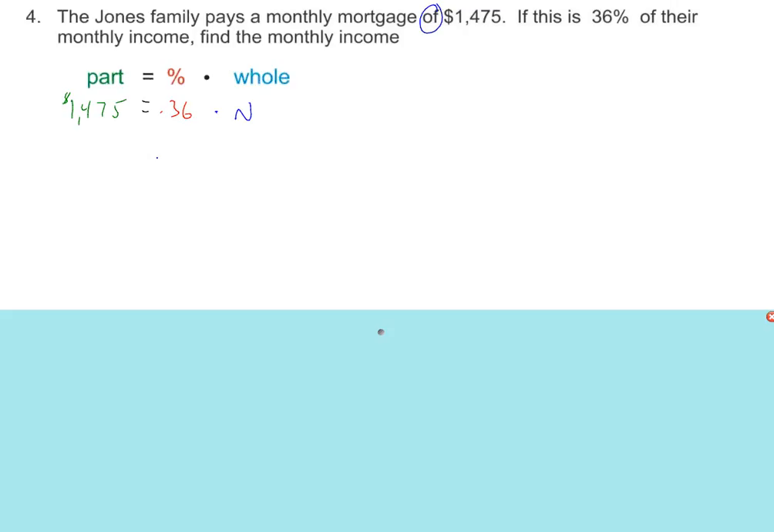Somebody tell me the answer to this one. Hayden, what do you got? $4,097.22. That's what I got. $4,097.22. Now that makes sense. The mortgage is a portion of their monthly income. That's real life, and that's the way things have to be.